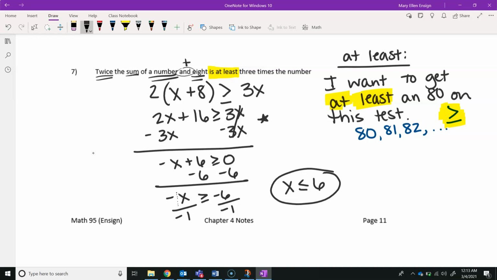So what this means is if I pick any number less than or equal to 6 and substitute it in for here, then twice the sum of that number and 8 will be at least 3 times the number. So it'll be greater than 3 times the number or equal. So if I put 5, for example, 5 plus 8 is 13. So I'm looking up at this original inequality now. 5 plus 8 is 13. 13 times 2 is 26. 5 on the right-hand side would be 15. So that's not a proof, but that's just one example showing how it works.